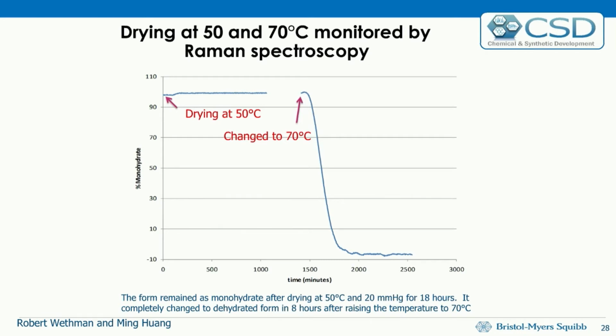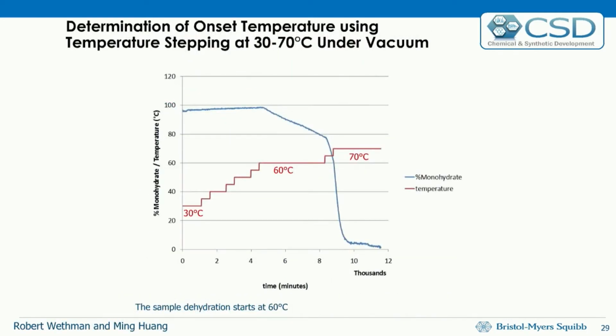So let's take this a little bit further. How about a more in-depth temperature study? What Bob and Ming did was increase the temperature, 30, 35, 40, and walk that up and see what is the upper temperature limit. You want to be able to dry the stuff quickly and efficiently, but you want to maintain that monohydrate.